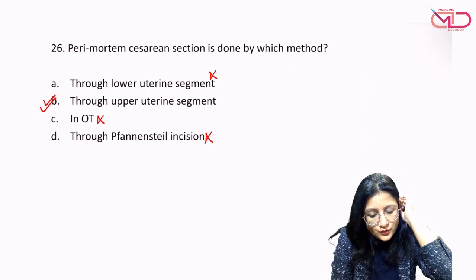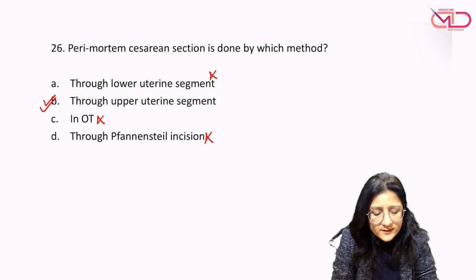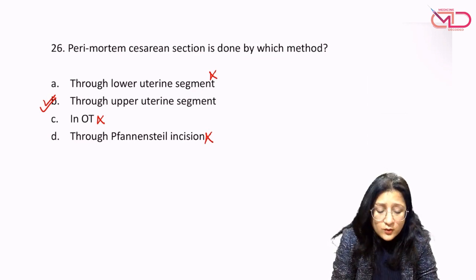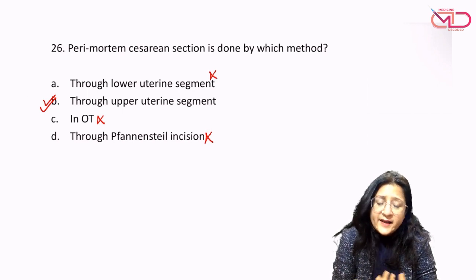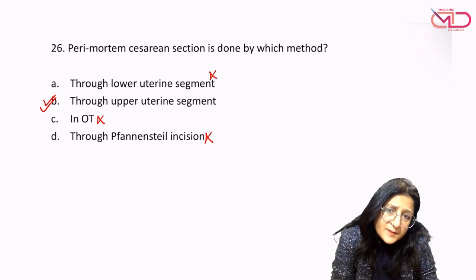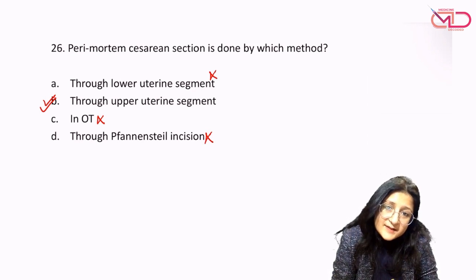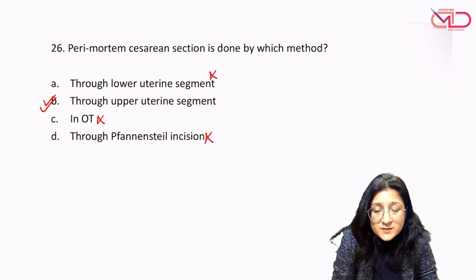Even if a few students were not able to answer, it's not a typical question for the undergraduate level. However, logically speaking, the answer could have been arrived at: through the upper uterine segment. It's very illogical to do a perimortem cesarean section through a Pfannenstiel incision and take the patient to the OT, or try to approach through the lower uterine segment, because all of that makes the process time consuming, and the purpose of performing a perimortem cesarean section is to facilitate cardiopulmonary resuscitation in the pregnant woman. Under those circumstances, it has to be done with a lot of rapidity. So that is why the answer is through the upper uterine segment.